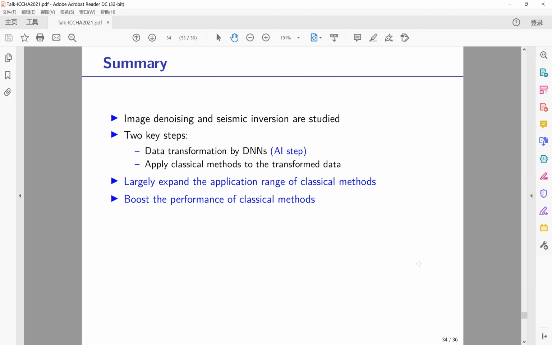Let me quickly summarize my talk. We have two tasks here: image denoising and seismic inversion. And we have two steps we want to emphasize. One is to do the data transformation by DNN. We don't want to learn the map directly between the data and the model. We want to apply the deep neural network to the data, not related to the model, and then apply the classical method to the transformed data. This is what I wanted to show.